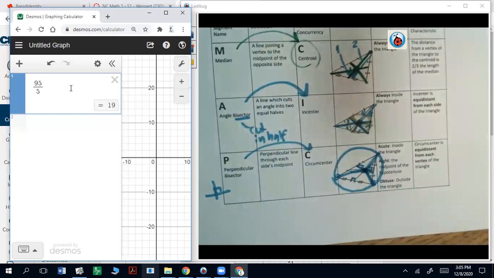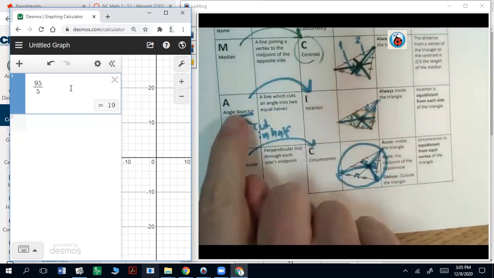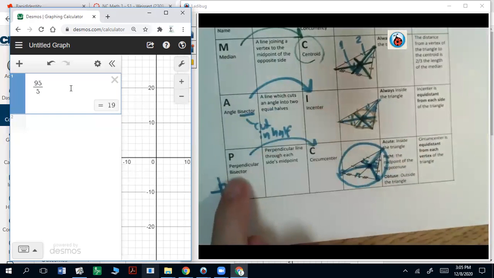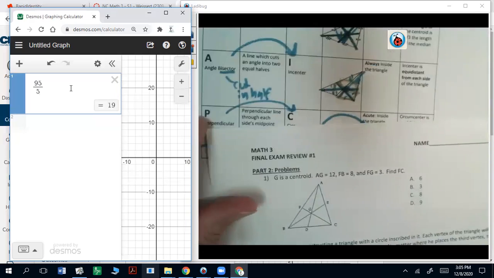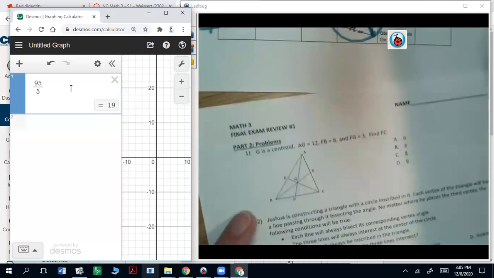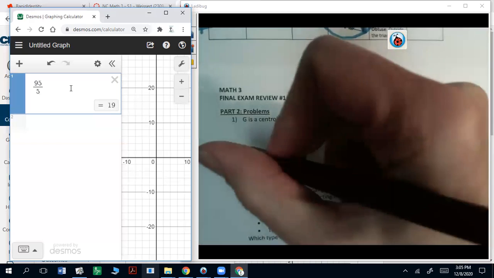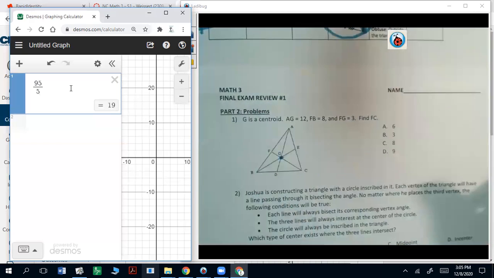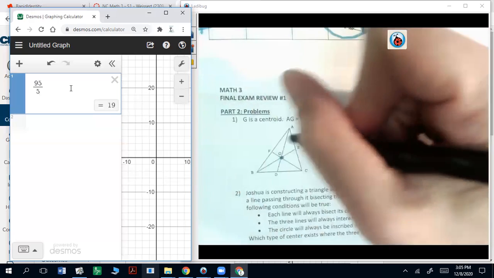So we can answer a couple questions based off of that. But basically MCAIPC: median, centroid, angle bisector, incenter, perpendicular bisector, circumcenter. So we got a couple questions. Question 1, G is a centroid. That means these are medians. AG is 12.